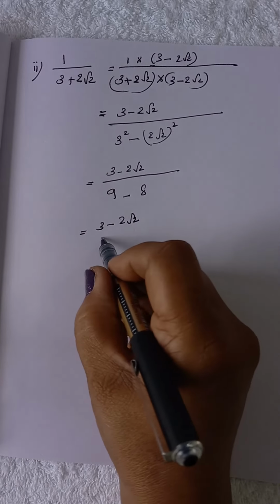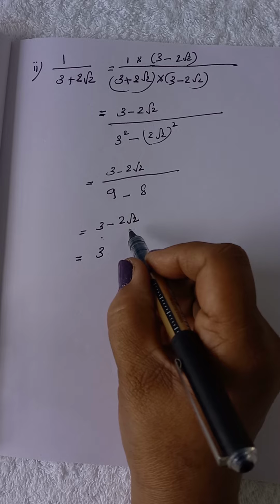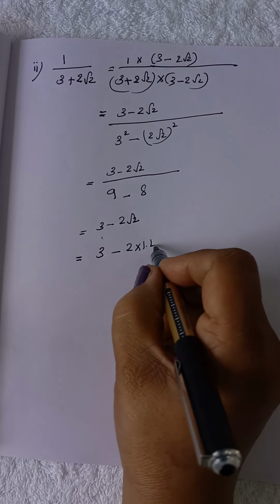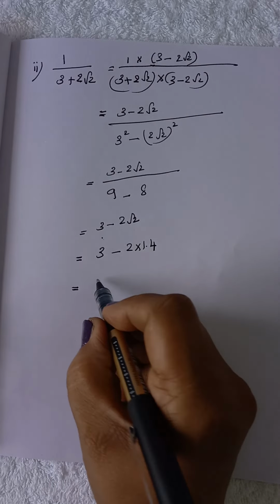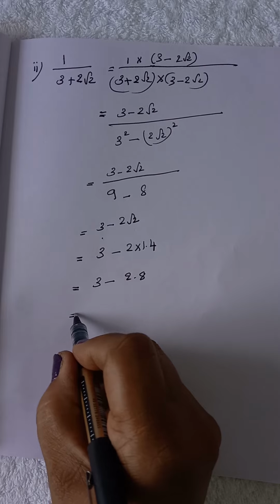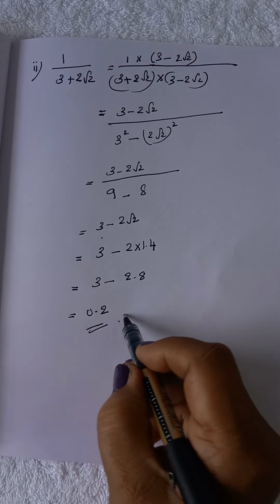Because the denominator is 1. We are given the value of root 2 as 1.4. So 3 minus 2 into 1.4 is equal to 3 minus 2.8. That is 0.2. This is correct to one decimal place.